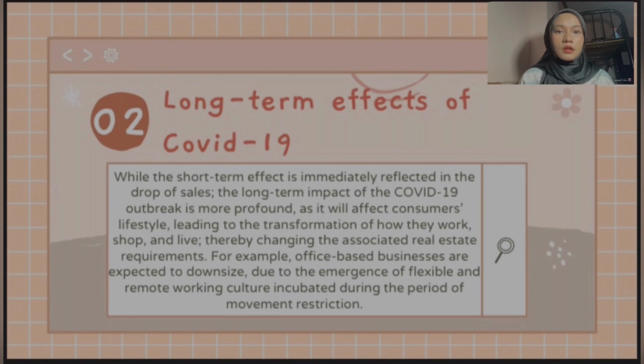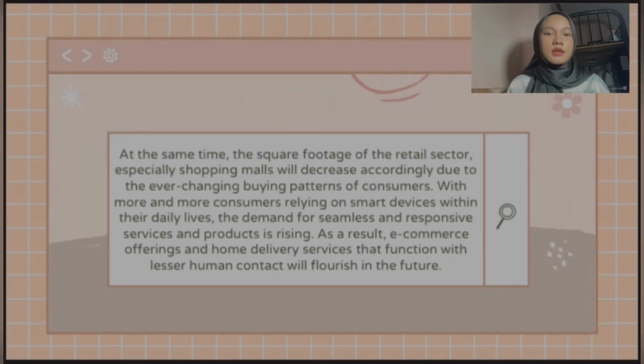For example, office-based businesses are expected to downsize due to the emergence of flexible and remote working culture incubated during the period of movement restriction. At the same time, the square footage of the retail sector, especially shopping malls, will decrease accordingly due to the ever-changing buying patterns of consumers.